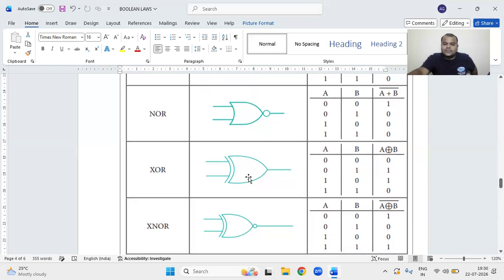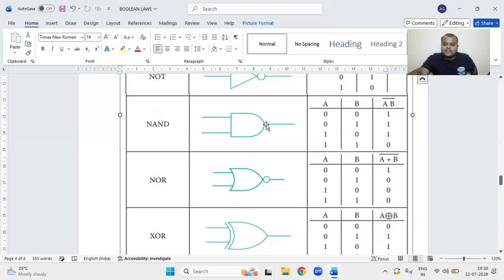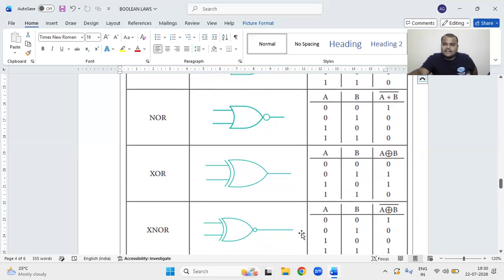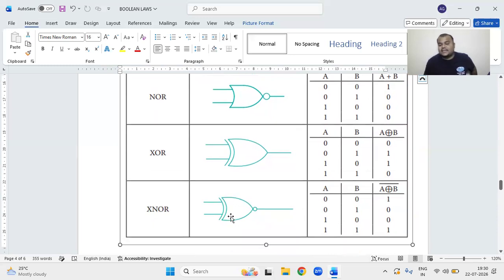You see here, AND gate followed by a circle is NAND, OR followed by a circle is NOR, and XOR followed by a circle is XNOR. What is the formula for XNOR gate? A dash into B dash plus A into B. For XOR, it is A dash into B plus A into B dash.